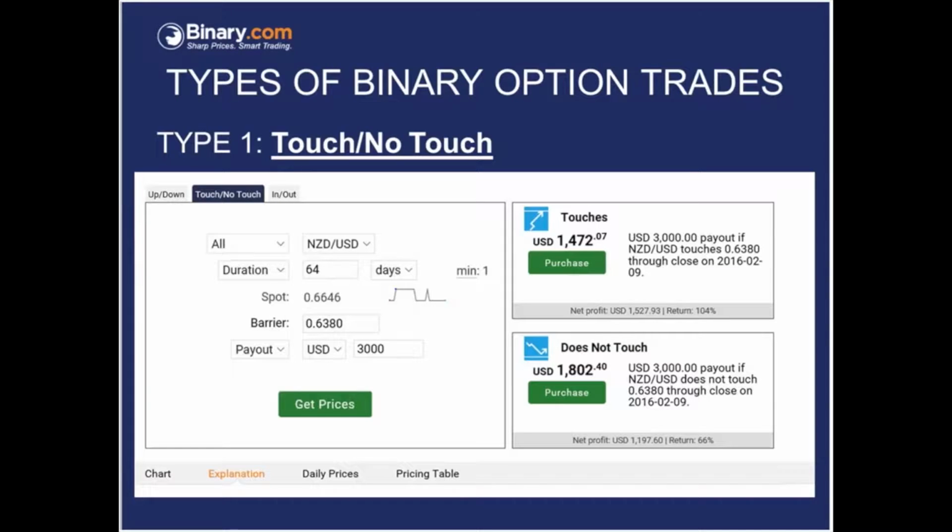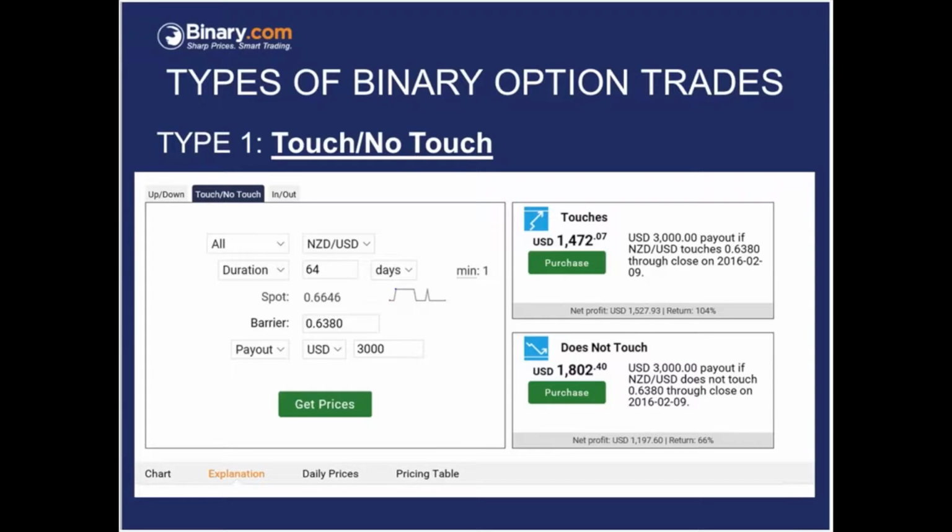So let's see what happens once we look on the binary.com website and you select your touch or no touch. You can see this one is for the Kiwi dollar. I can put in the duration. Remember I said controlling price level and time is key to me. So I'm able to put in exactly how long I want my position to be in. I can put in the actual barrier level that I'm looking at, and I can choose the price in terms of what I'm looking to win.